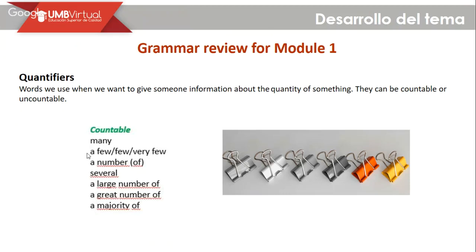A number of desks, a number of doors, a number of buildings, several people, several chairs, several cars, a large number of, a great number of. En este caso podemos decir a large number of cars, a great number of buildings or houses, a majority of people, right? A majority of children, and so on. Good.